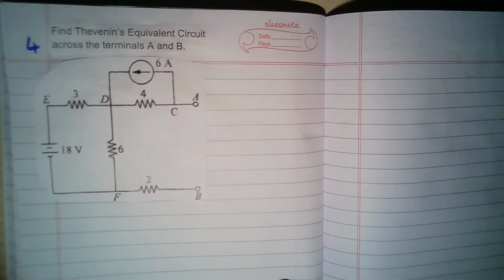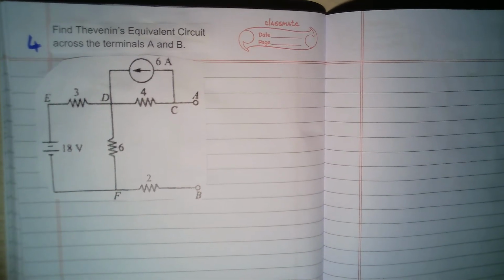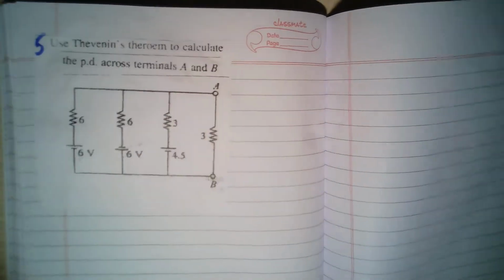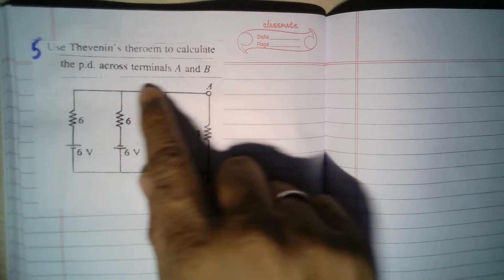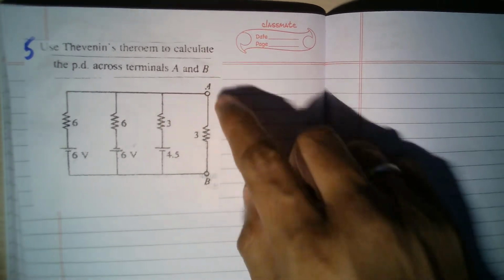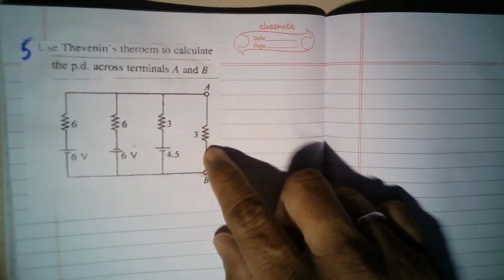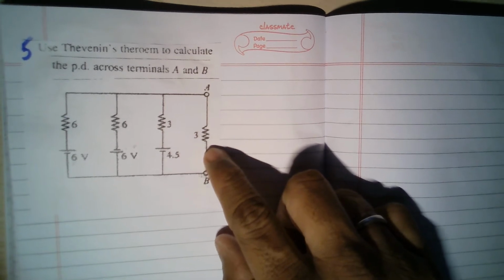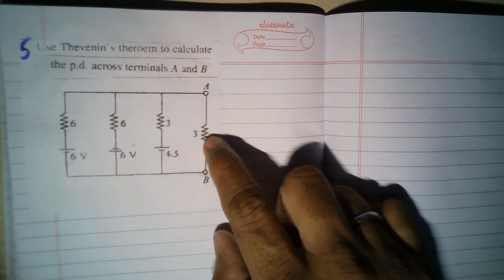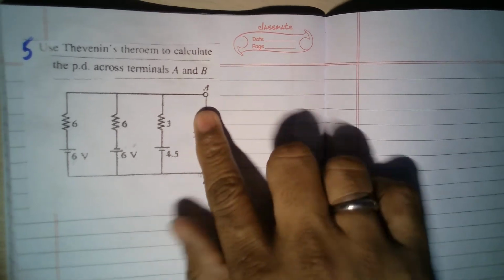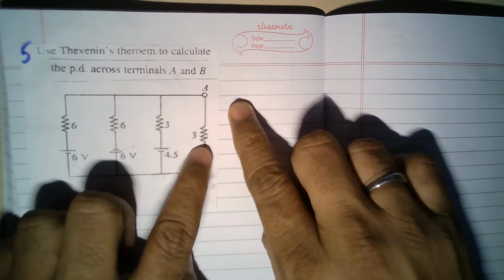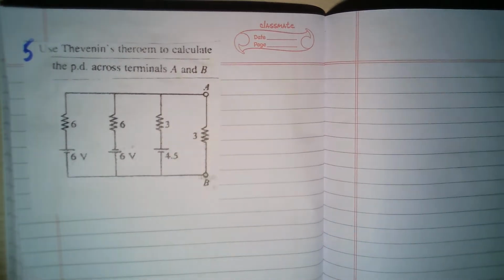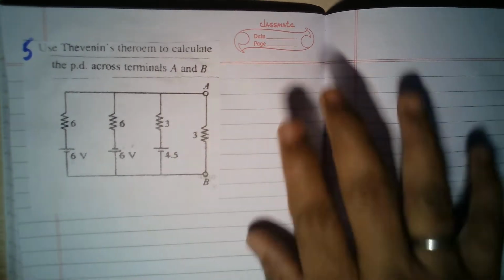Then the fourth problem. In fact, I have one more problem, the fifth problem. Using Thevenin's theorem, calculate the potential across terminals A and B, and here the load resistance value is also given. The RL load resistance of 3 ohms is given. Otherwise you can just ignore this and find the Thevenin's equivalent impedance of this circuit, and then later introduce this 3 ohms resistance and find the potential difference. That's a different approach, but these are the 5 questions.